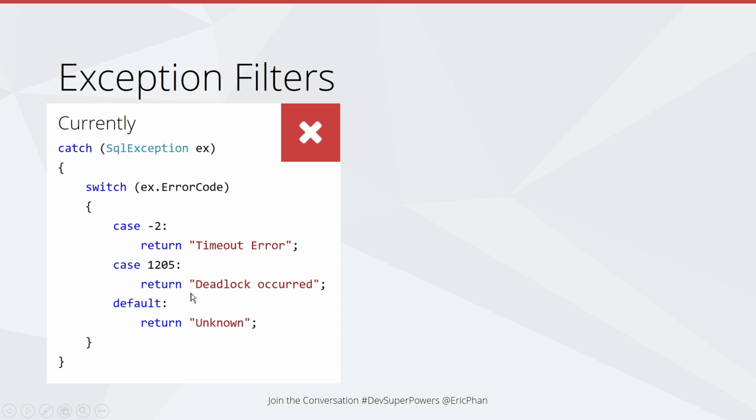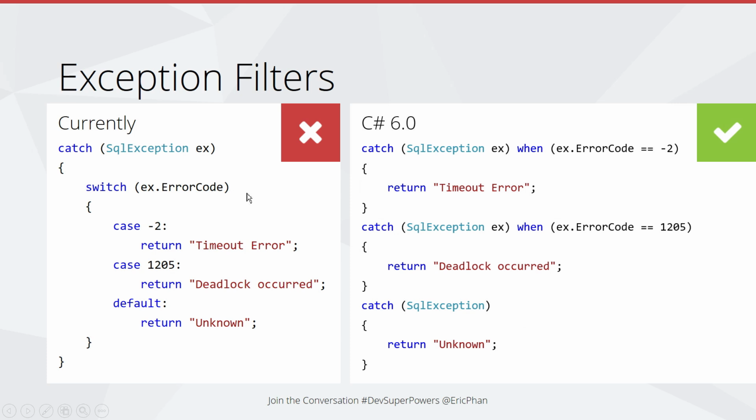So with C# 6, we've got exception filters where we basically can split up all the errors into different catch blocks, similar to how you would do it if you had different exception types. So SQL exception, argument null exception, or just the general exception. The key thing here is that there's a new when keyword you put after the catch. So you do the when, and then you specify whatever the filter is. So in this case, error code equals -2, or error code equals 1205.